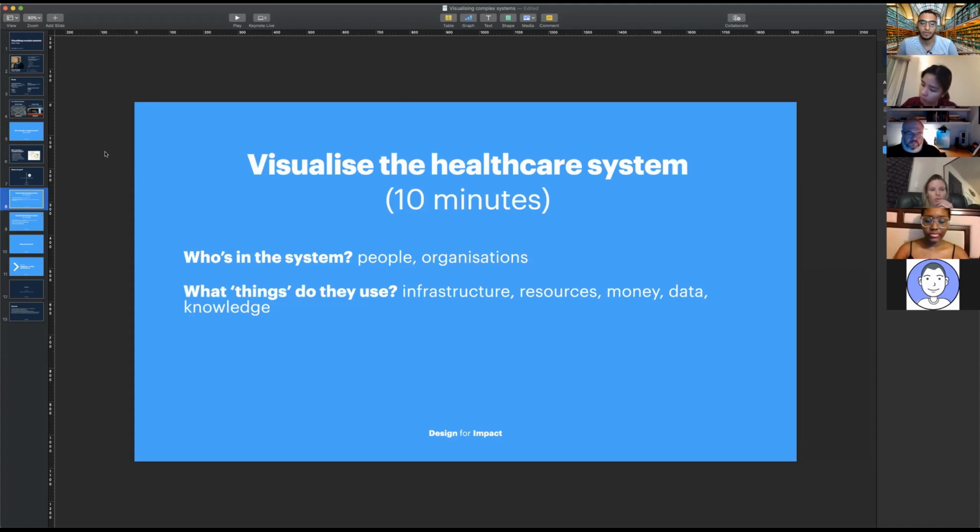And then the second question is, what things do they use? So this might be resources, it might be infrastructure, like hospitals or ambulances or roads, or all the manual stuff that they have to fill out, whatever they're called. I'm sure someone knows the name. What data, right? So you've got patient data, clinician data, data on what diseases there are, or data on how different chemicals work, or how different medicines interact. So those are the two things that we're going to focus on for 10 minutes.